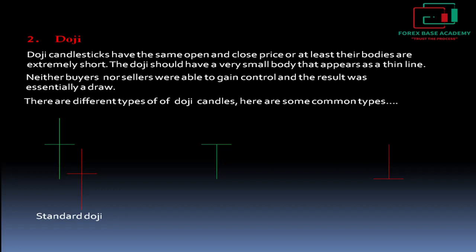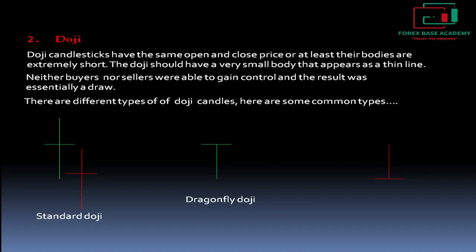The standard doji can be bullish or can be bearish, as represented in the diagram. And in that situation, as you can see, the opening price and closing price of the standard doji are at the same point. In simple terms, sellers and buyers in that particular time didn't take a decision, or the market was undecided.